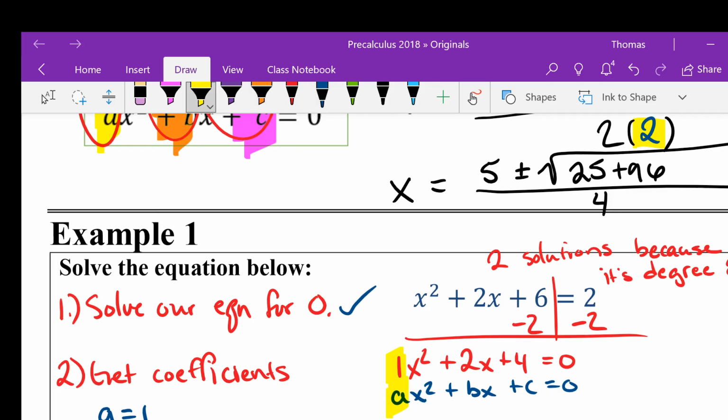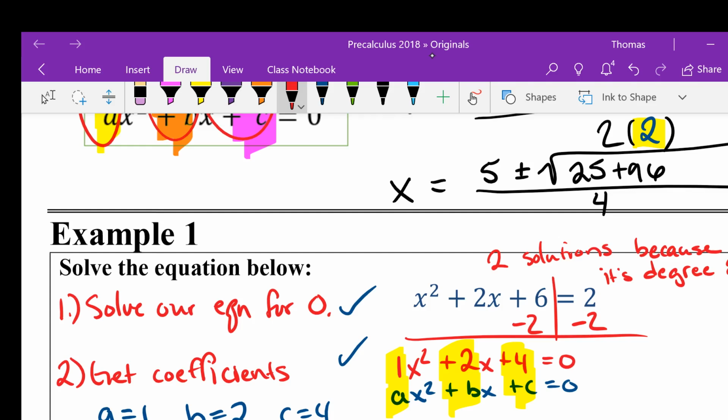B is going to be right here, our coefficient on the x term. Here, b is 2. And then c is going to be our constant at the end, and it has value of 4. Nice. So we have our coefficients. We can check that off our list. And then our third step is to plug in and simplify.